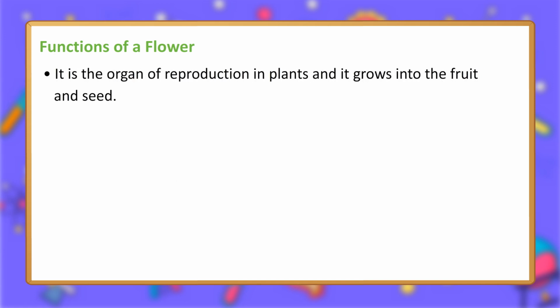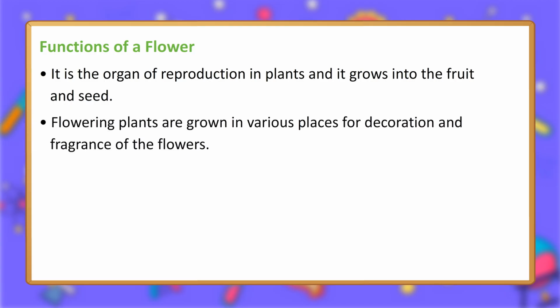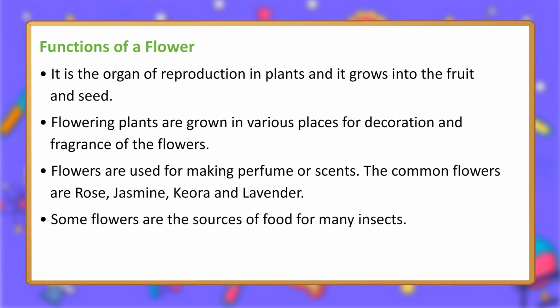Functions of a flower. It is the organ of reproduction in plants and it grows into the fruit and seed. Flowering plants are grown in various places for decoration and fragrance of the flowers. Flowers are used for making perfume or scents. The common flowers are rose, jasmine, kevara, and lavender. Some flowers are the sources of food for many insects.